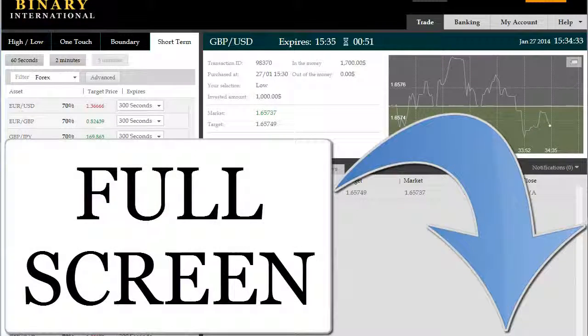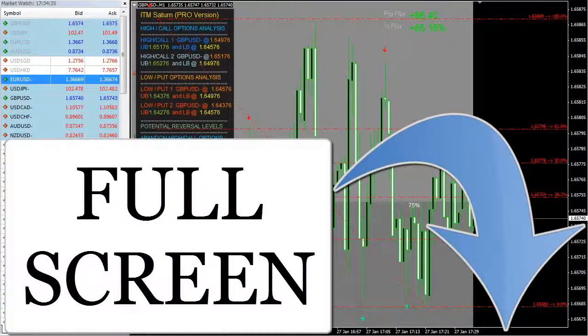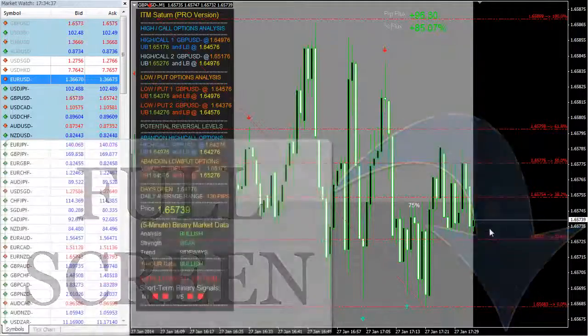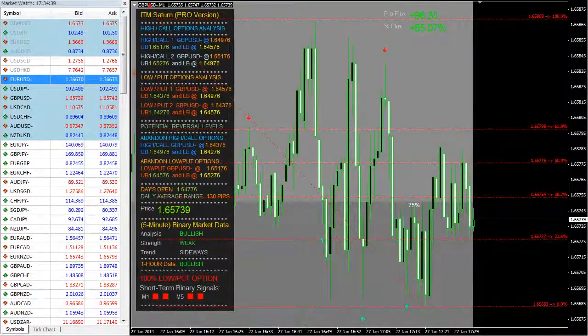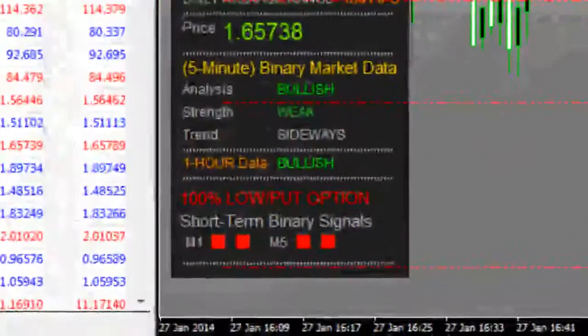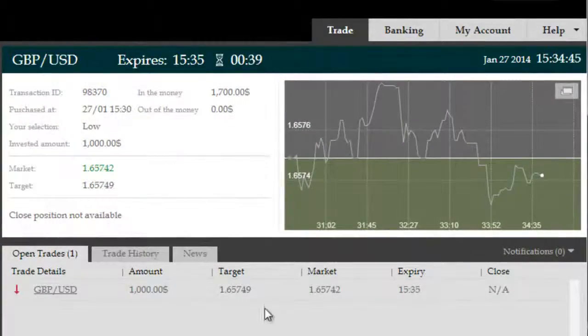Good afternoon. We're currently trading the British pound versus the US dollar on the 5-minute time frame. A trade is currently in execution and about to expire based on a 100% low put option probability from ITM Saturn Pro. We will let this trade expire and then engage in yet another trade since the market's really strong and ITM Saturn Pro is continuing to give us a 100% low put option probability. So this wants to demonstrate the trade that's already been executed.